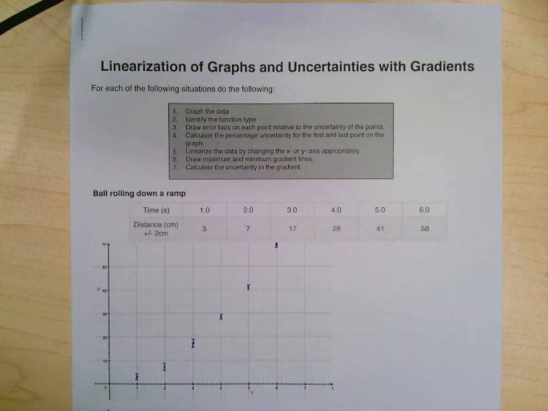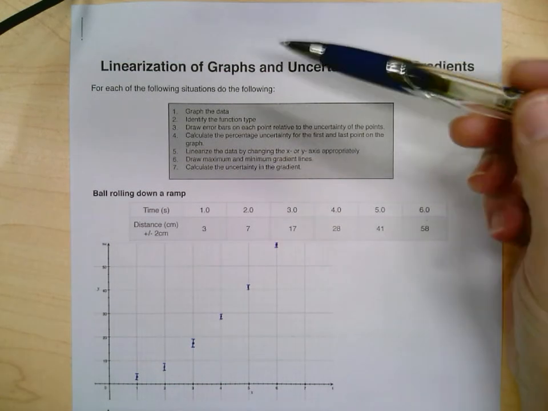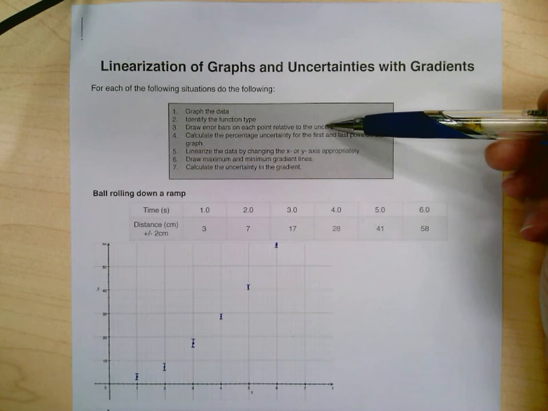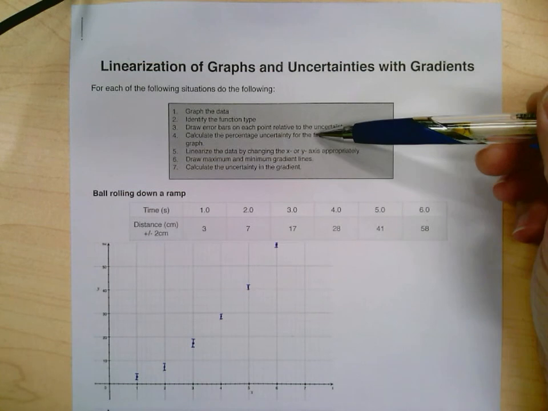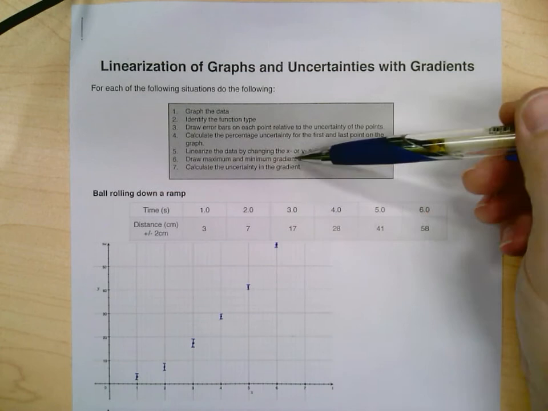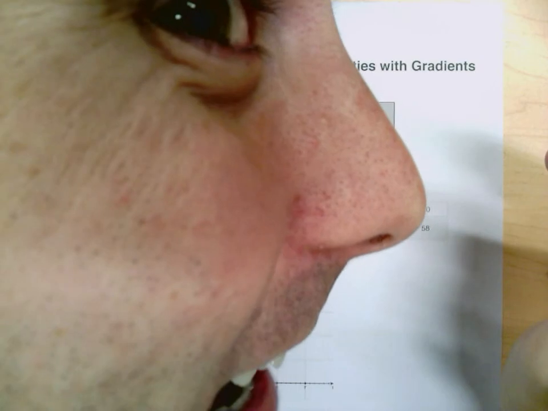Okay, so looking at this, you can see that our steps are going to be: we're going to graph the data, identify the function type, draw error bars, and calculate the percentage uncertainty for the first and last point. We're going to linearize the data by changing the x or y axis. We're going to draw the maximum and minimum gradient lines, and we're going to calculate the uncertainty in the gradient. All right? And it's going to be fun.